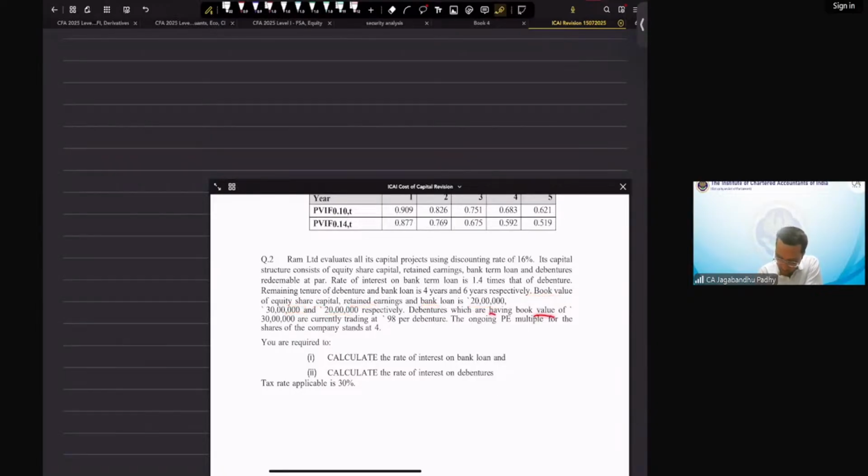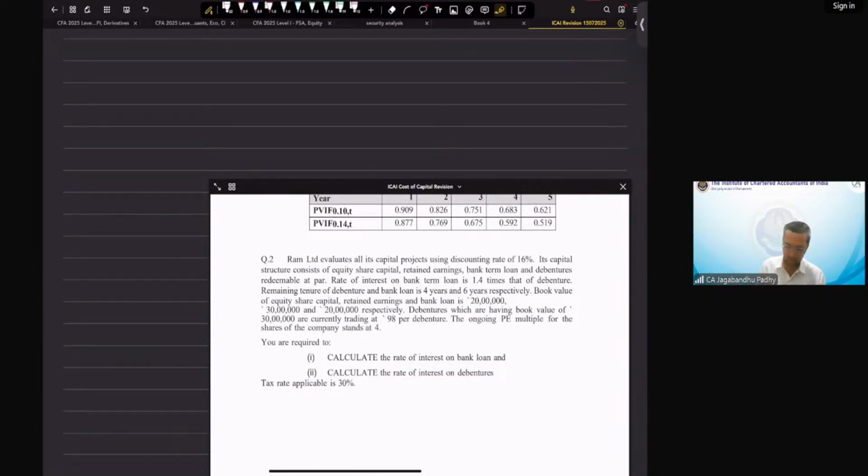Debentures, which have a book value of 30 lakh, are currently trading at 98, and the ongoing P/E multiple for the shares of the company stands at 4. You are required to calculate the rate of interest on bank loan and the rate of interest on debentures, and the tax rate applicable is 30%. So it's a very interesting question.